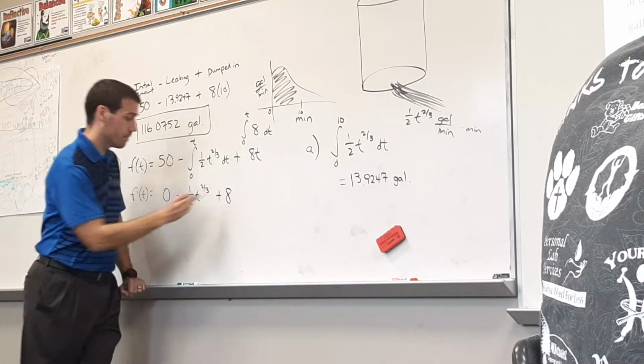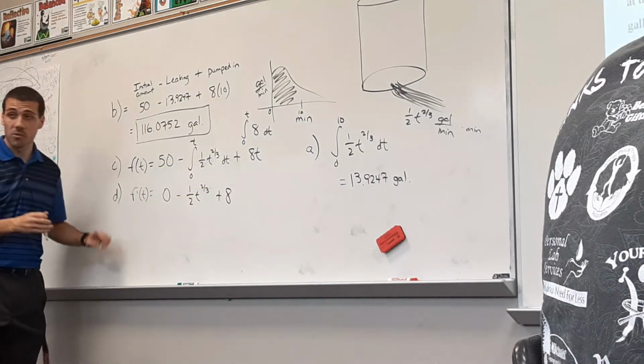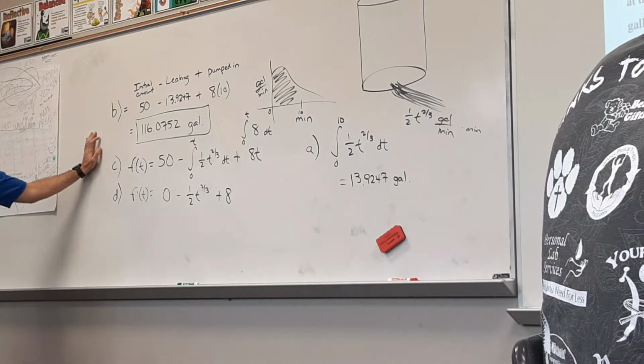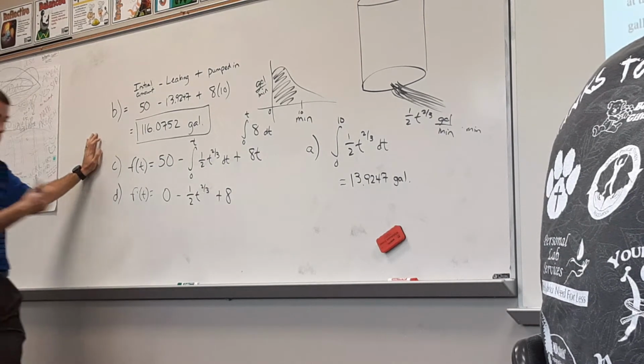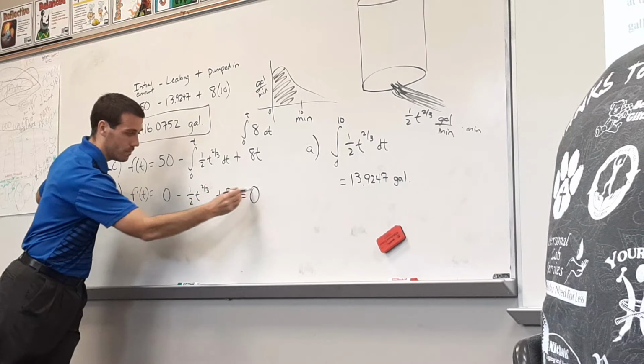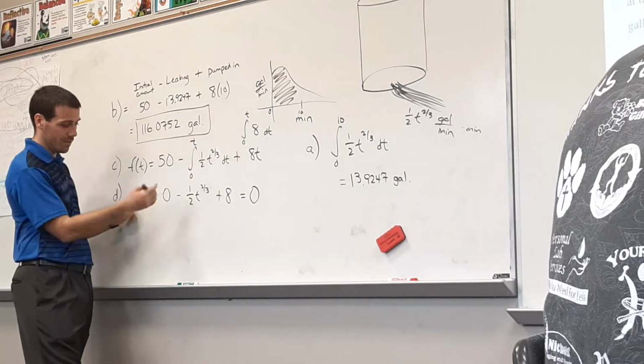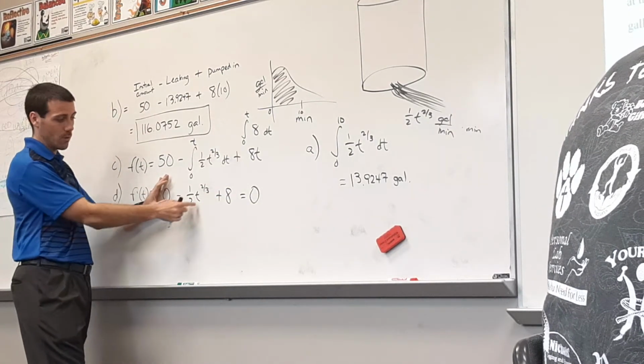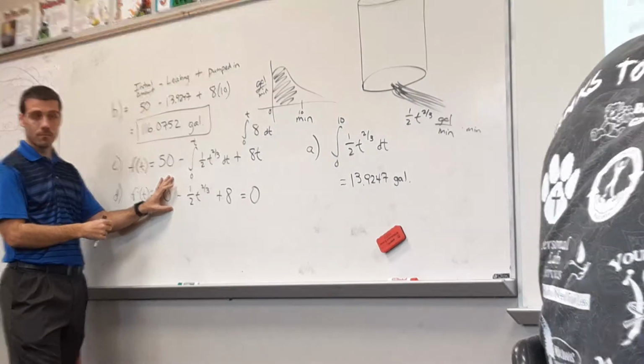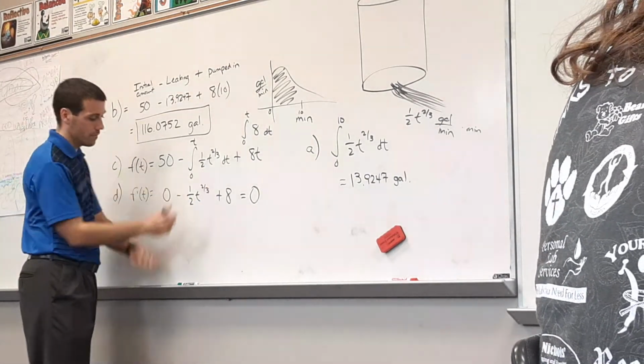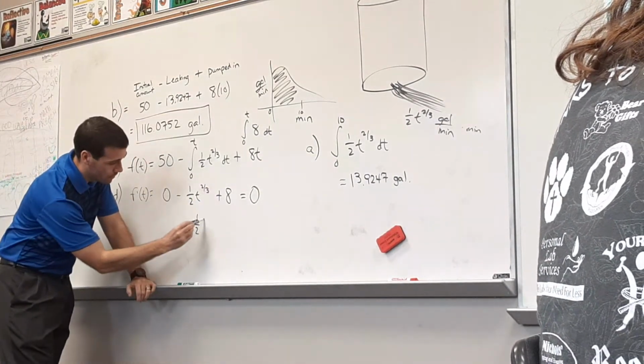That's exactly right. If you're trying to find a maximum, you're trying to figure out when the derivative equals 0. And so in this case, this 0 goes away. So how do I solve for t? You put 8 on the other side, multiply by negative 2, and then take the root.